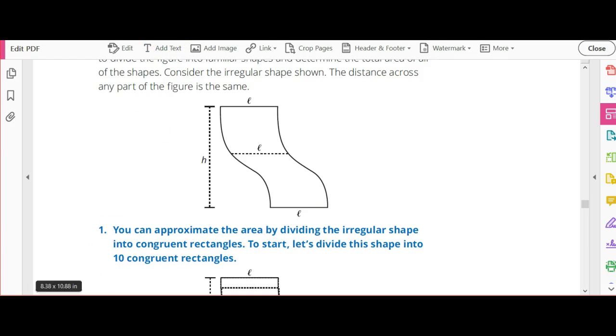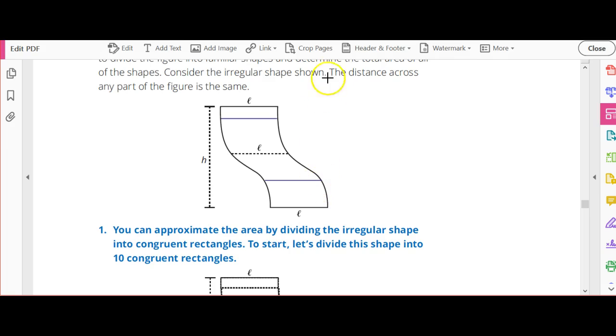The key for Cavalieri is that the distance across any part of the figure is the same. So this measure here, which they've marked L, that length, is L here, L there, and any line I were to draw would also be L. Wherever I draw it, every single one of these lines measures L.